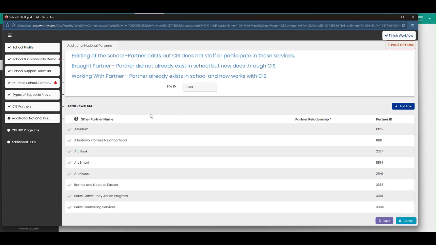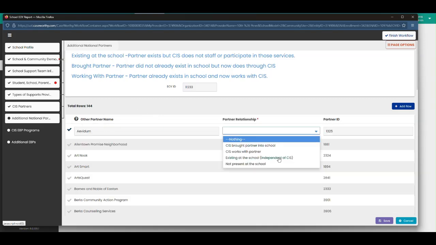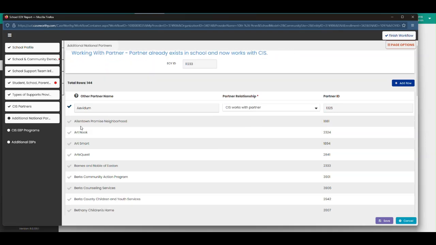Additional national partners, so these are groups that have national profiles but aren't part of the official national partnership. So Avidum is a great example here right at the top. CIS National does not officially partner with Avidum at a national scale, but many of our sites do, and they are a national presence throughout the network. And so if you have Avidum at your school, you can check it and say what your relationship is with that partner.